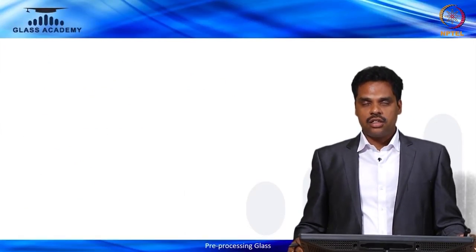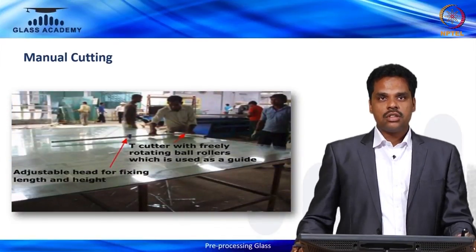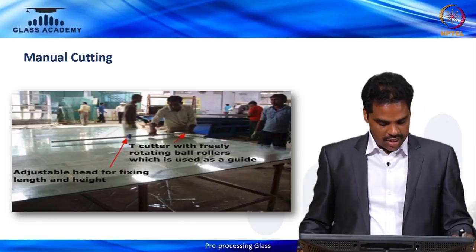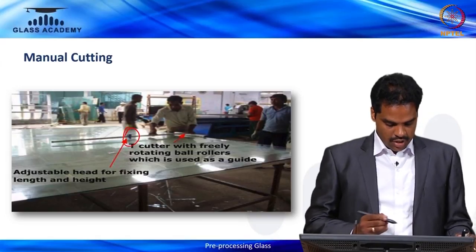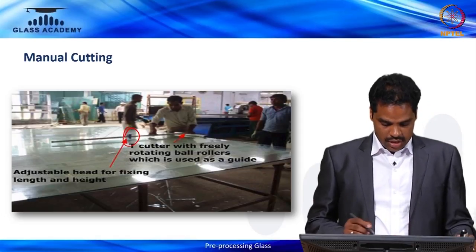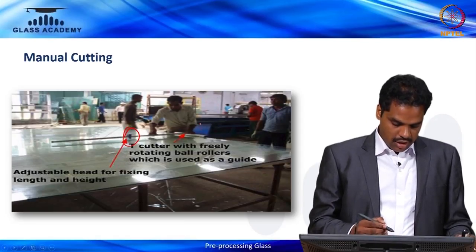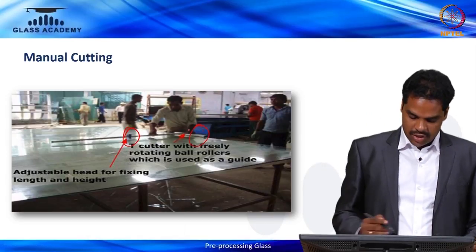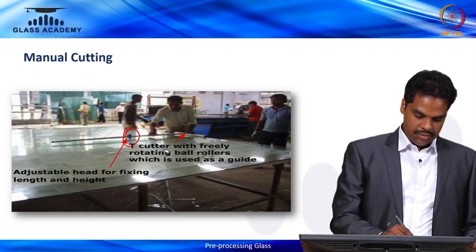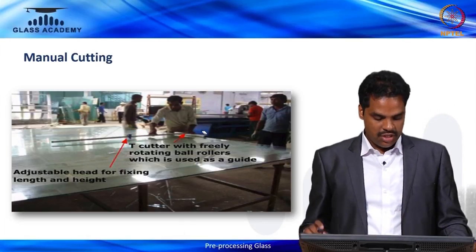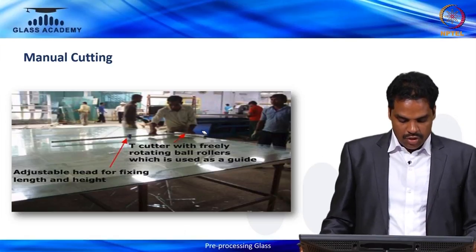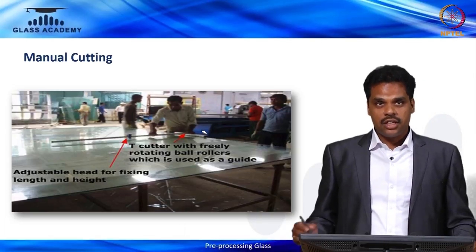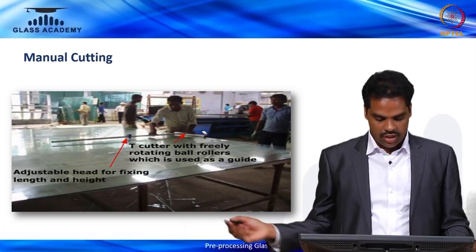First, we will see how we cut manually. The manual cutting process is to place the glass over the cutting bed and place your T cutter from the edges of the glass, and use your adjustable head for fixing the length and height. Please ensure that the edge T cutter is placed properly from the edges. Any deviation will cause variation in the dimensions of the glasses. Before you place the glass sheet on the cutting table, check the cleanliness of the cutting table. Please ensure the glass cutting table is very clean.